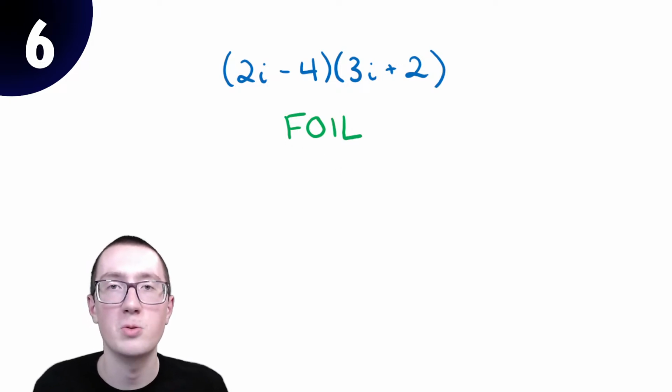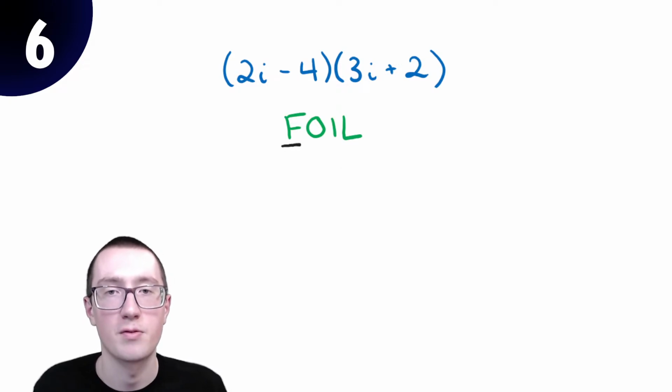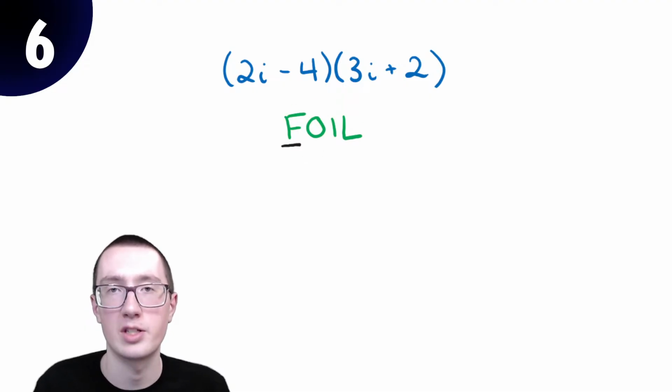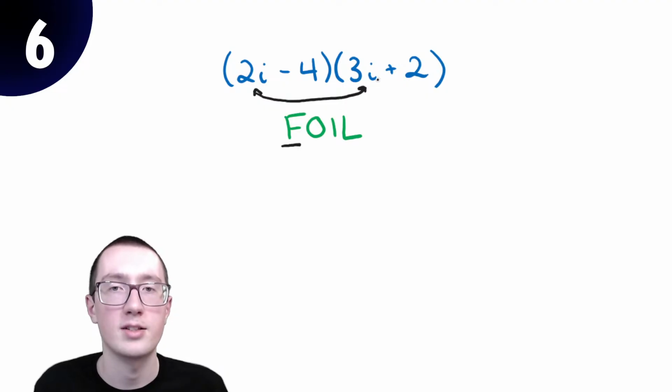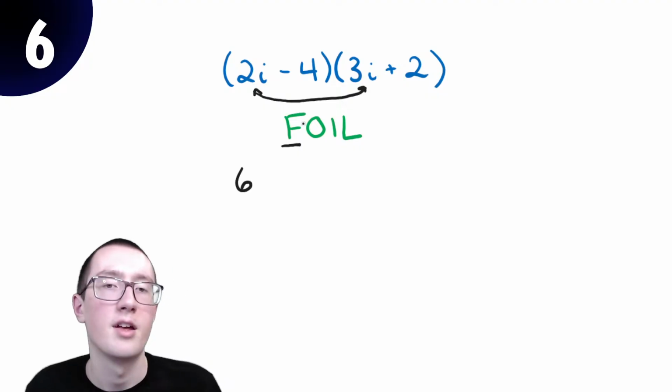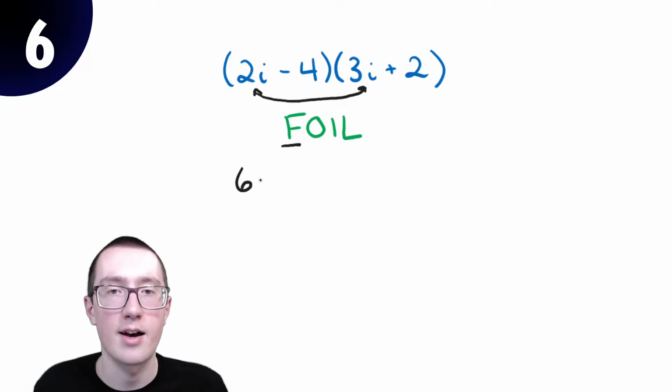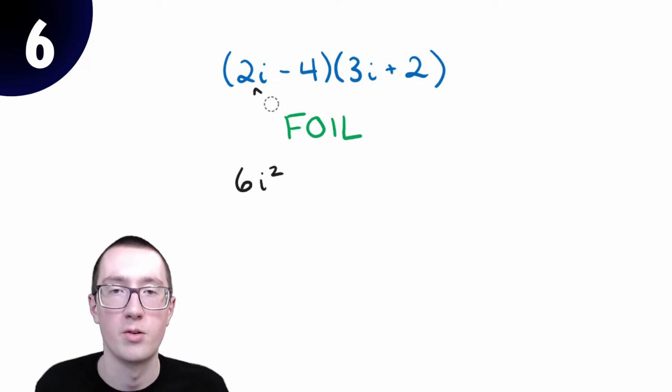Okay, so we're going to do the first step here, which is F. And each letter of FOIL stands for a step. So the letter F stands for first, and that means we need to multiply the first parts together. So we have 2i times 3i. So we'll multiply the numbers and then the letters. 2 times 3 is 6, and then i times i is i squared. But we're not going to leave that as i squared, but we'll get to that later. We'll just leave it like that for now.